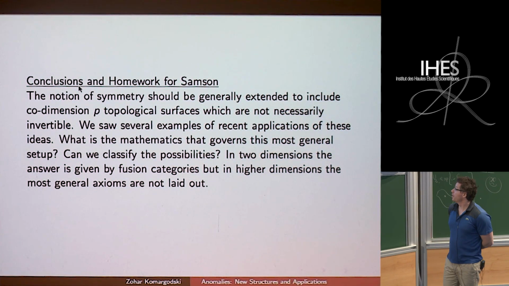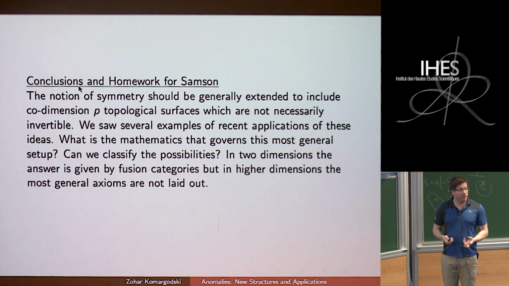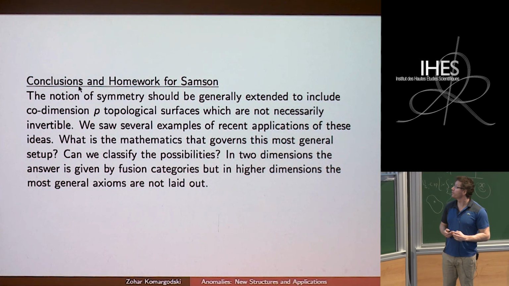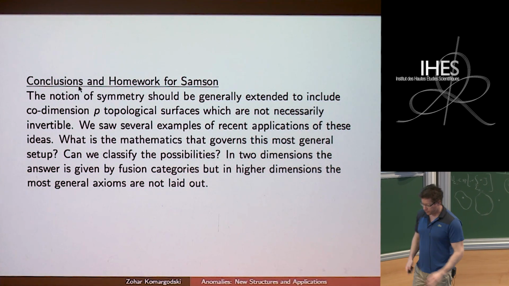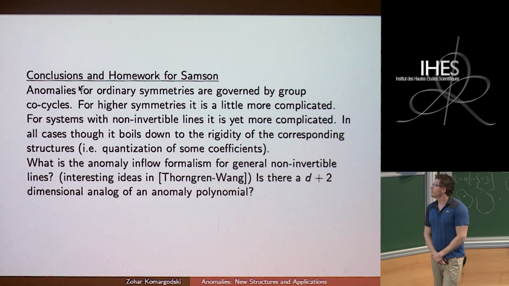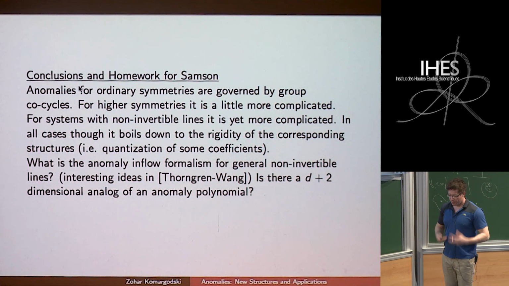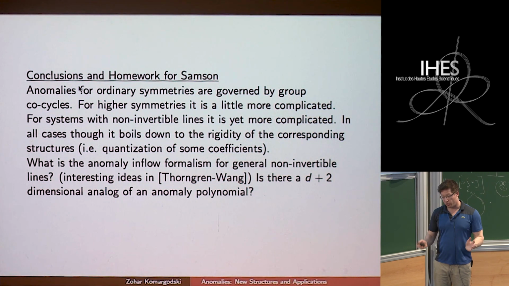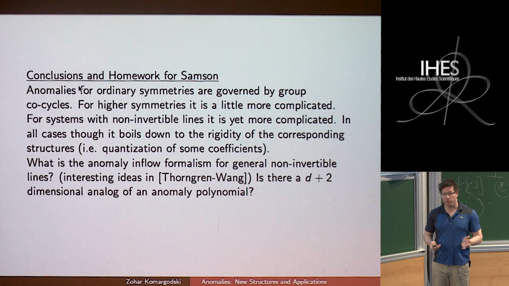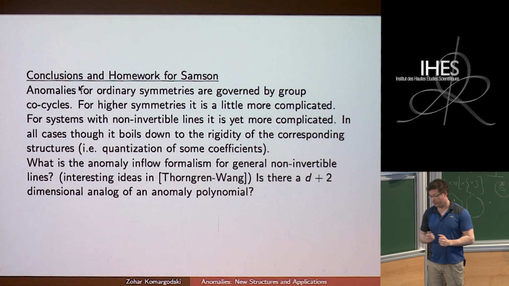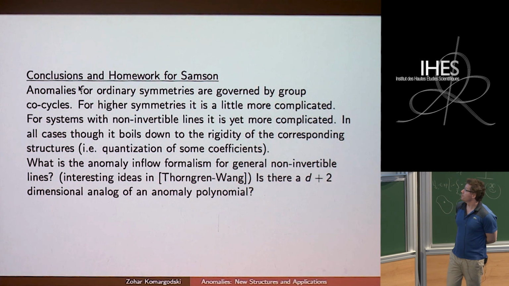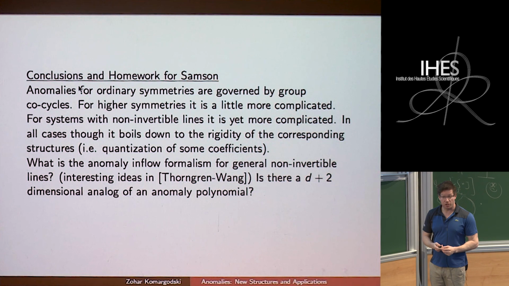So this theory should be developed. We should be able to classify all the possibilities. We should be able to classify the anomalies as they did with group cocycles for ordinary symmetries. And so somebody should lay out the axioms. Somebody should also generalize the notion of anomalies more clearly for this general setting, the notion of anomaly inflow. What is the notion of anomaly inflow for these Frobenius algebras, for instance? It's not clear, though there is a very interesting recent paper by Thorngren and Wang about this. Is there a d plus 2-dimensional anomaly polynomial?